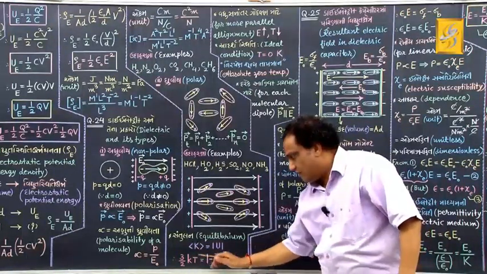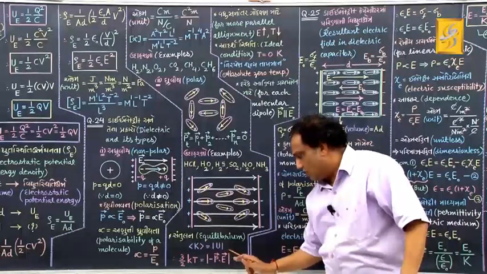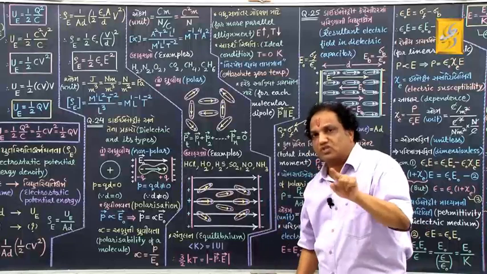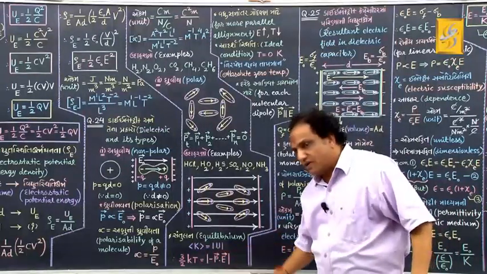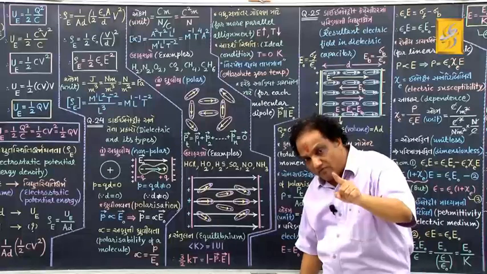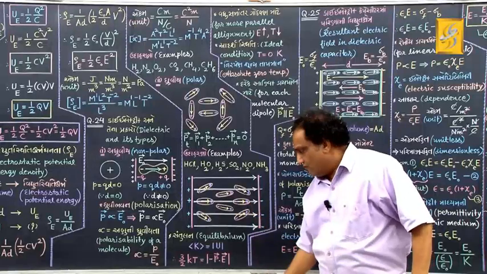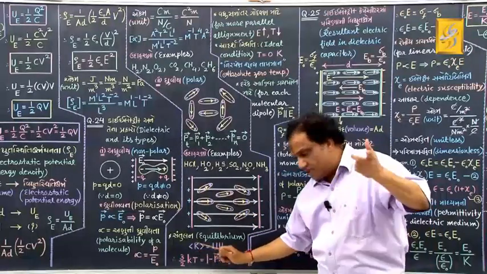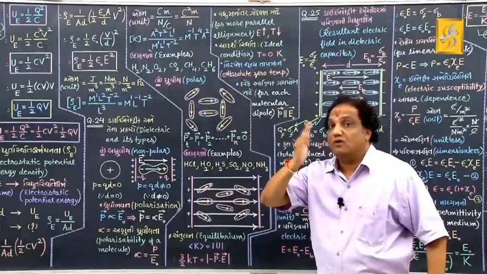Because this term is every time positive, this term also has to be positive. That's why I am taking the modulus of minus of vector P dot vector E. When these two energies become equal for any dipole, the dipole will remain steady. It is said to be in equilibrium. When kinetic energy is more than this potential energy, it will start performing thermal oscillations.